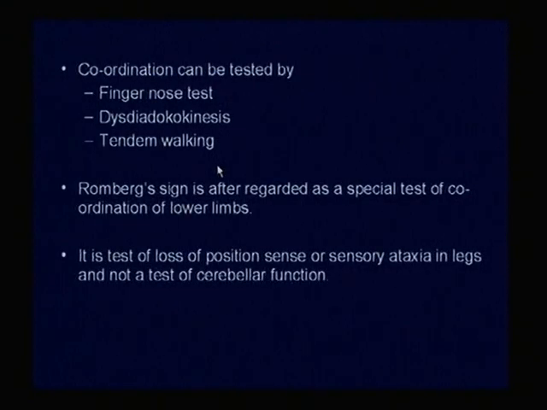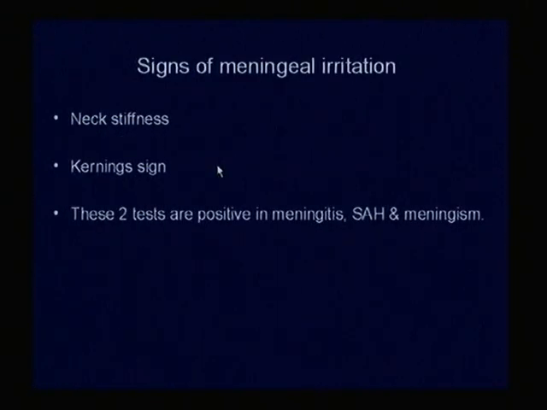Then coordination can be further tested by the finger nose test, then dysdiadochokinesis and tandem walking. Then the Romberg sign, which I have already mentioned, is often regarded as a special test of coordination for the lower limbs. It is a test for loss of position sense, that is sensory ataxia in the legs, and not of cerebellar function.